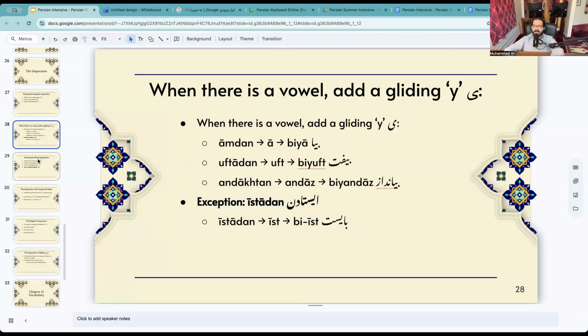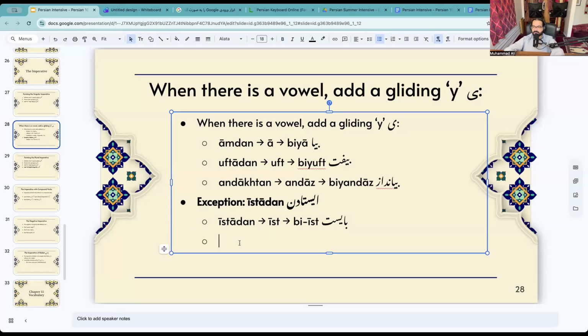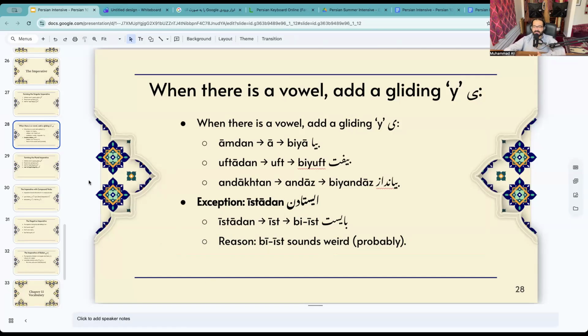And I think it might just be because it would sound weird to say beyest. Yeah, it might just be that it sounds so weird. Beyest, if you were to really say beyest or something like that. So that's probably the reason. And I'll just even write that down. Beyest sounds weird, probably. That's my thought. I can't imagine. It just sounds wrong.